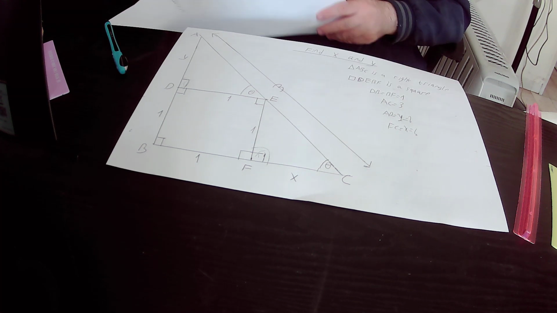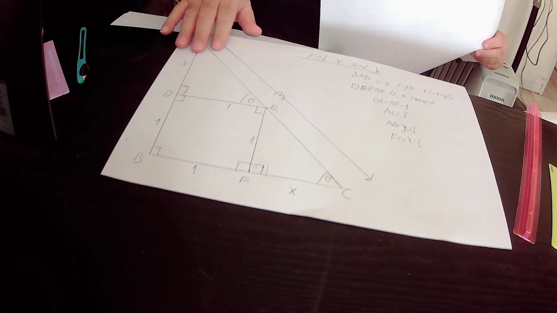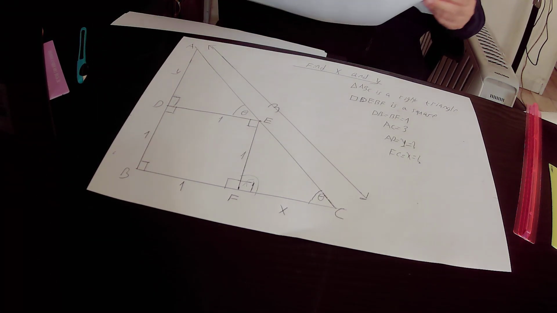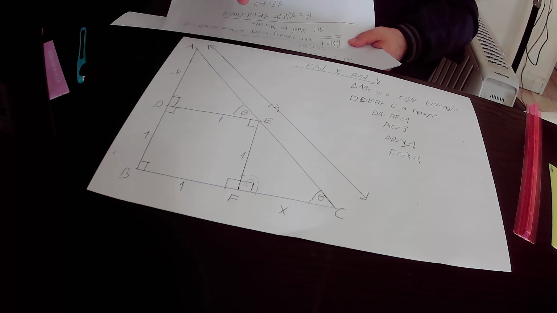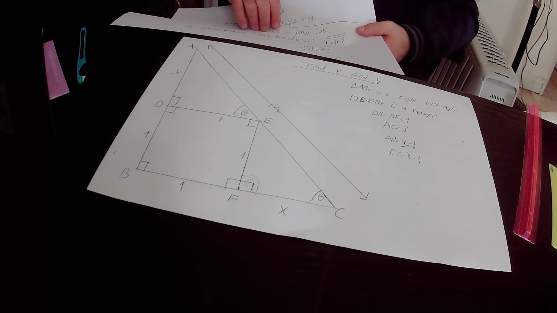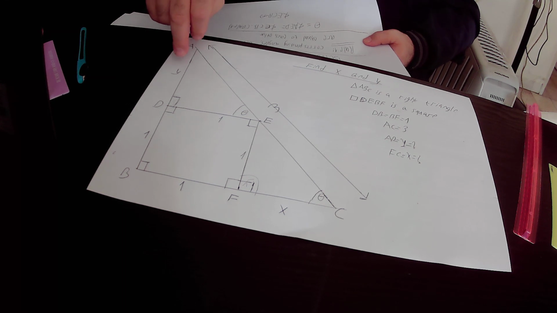We have here square DEBF. You know that one side of this square is equal to 1 unit. This square is inside a right triangle, the right triangle ABC. You know that the hypotenuse of the right triangle ABC, AC, equals 3 units. And we want to find out the value of line segment FC that is X and the value of line segment AD that is Y.